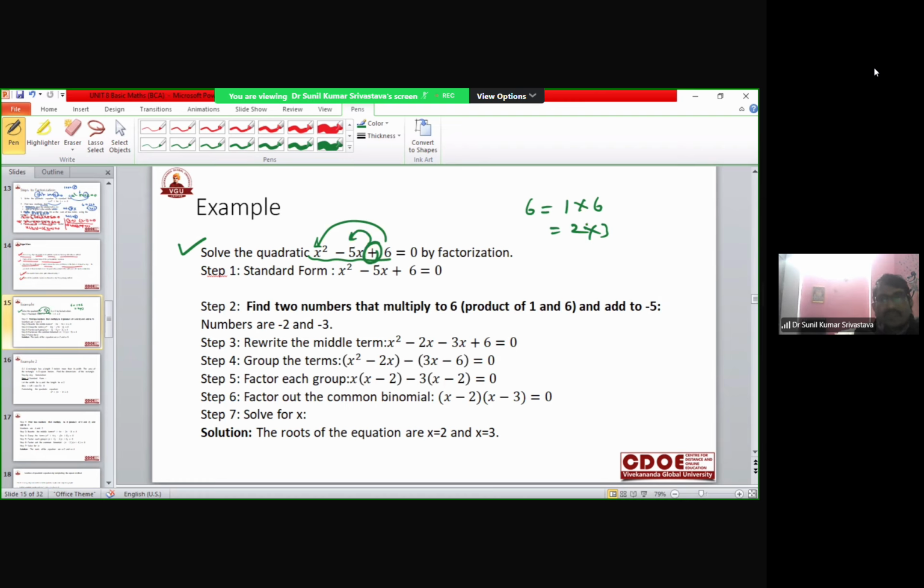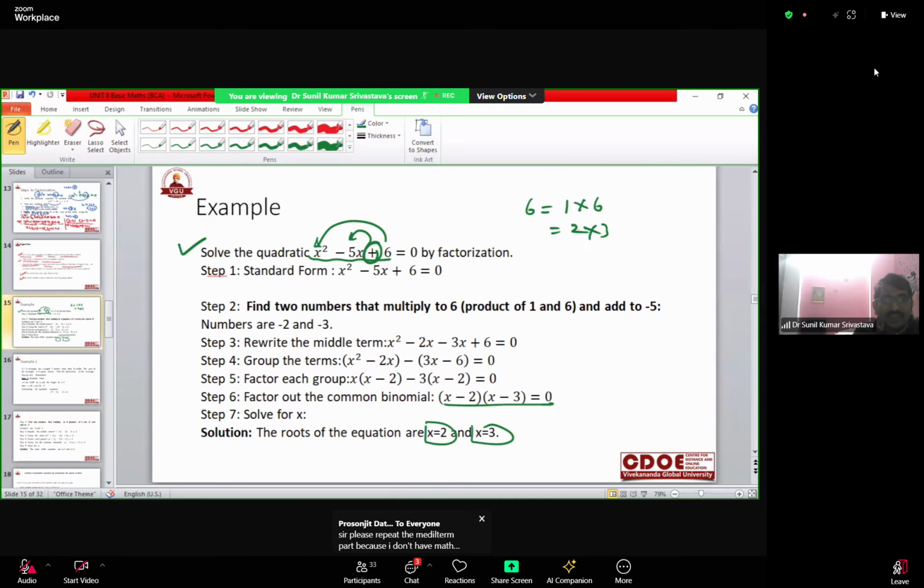Okay. 1 plus 6, 7 is not accepted. 2 plus 3 is equal to 5. It should be accepted because here it is 5. So we have written here. An example: x minus 2 equal to 0, x minus 3 equal to 0. Solving, x is equal to 2 is a factor and x is equal to 3 is also a factor. This is the method by which you can solve and find the solution.